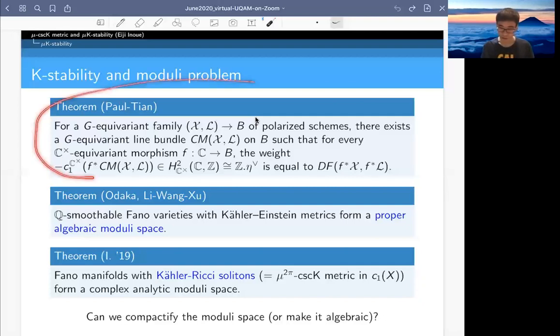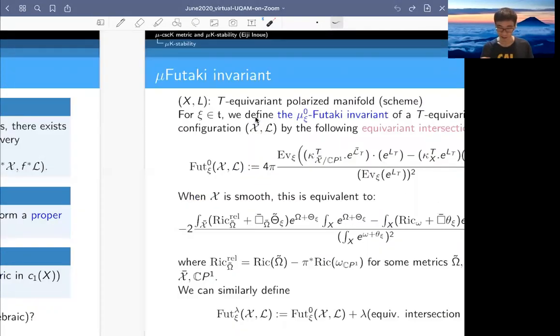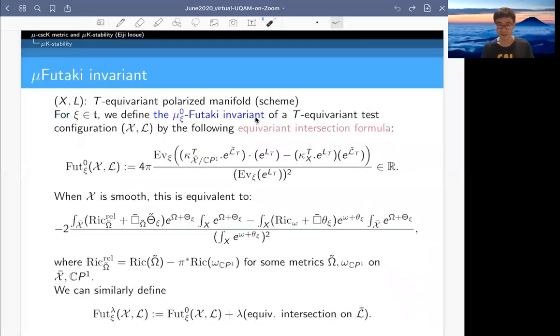But this result on Kähler-Ricci solitons was a missing piece. And I will explain a generalization of this result. Okay, then let us define a new K-stability, and I want to define the mu-Futaki invariant for test configurations.